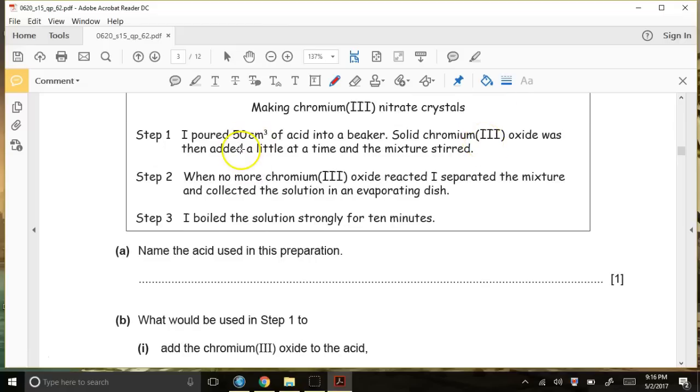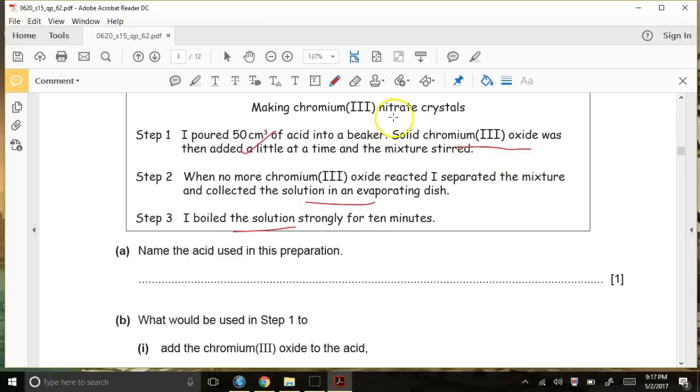It talks about some amount, 50 cm cube of an acid, and it talks about chromium 3 oxide was added to it, and when there's no more any other possibility of chromium 3 oxide that could be reacted with the acid, there was some kind of a separation being carried out, and then you have to boil the solution. Okay, so that's the 3 steps that was mentioned.